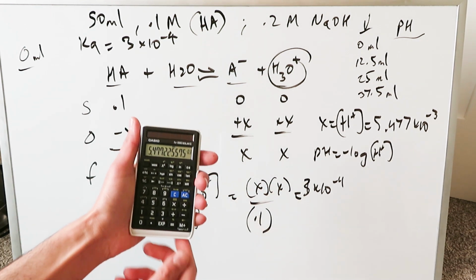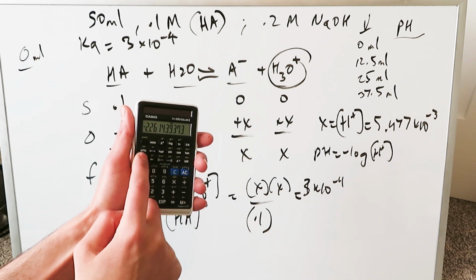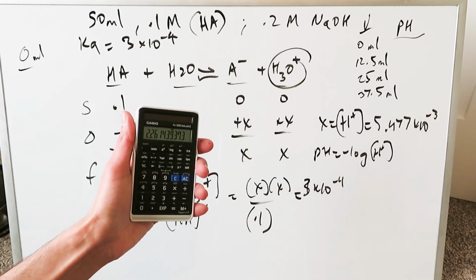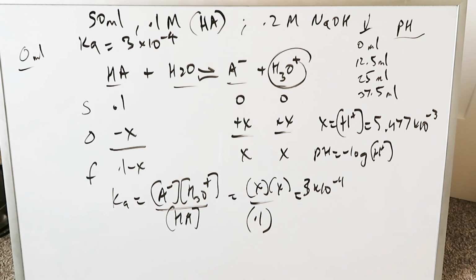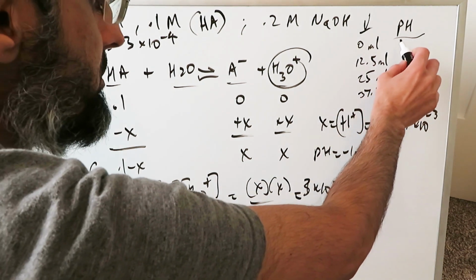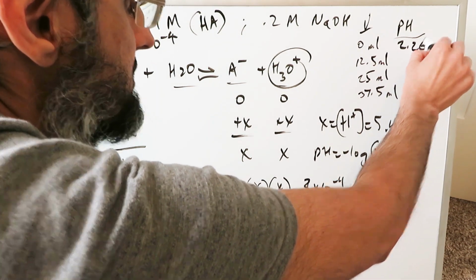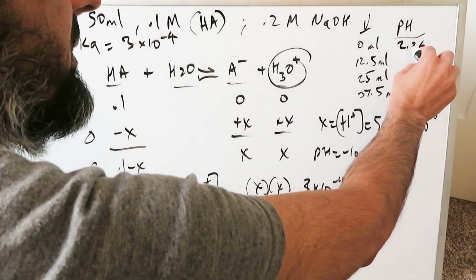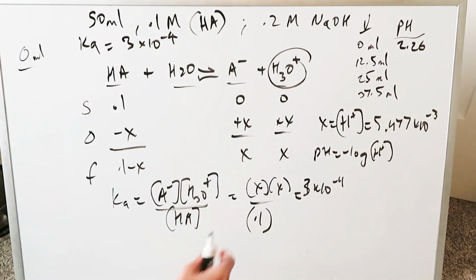I have this value right here. I'm going to take its log and I'm going to hit this with a negative. My pH here is 2.26. In a system where you have no base, you have a pH of 2.26, and it will be right, because now the pH is dependent solely on this, because that's the only thing present, since no base has been added. So this part has been done.